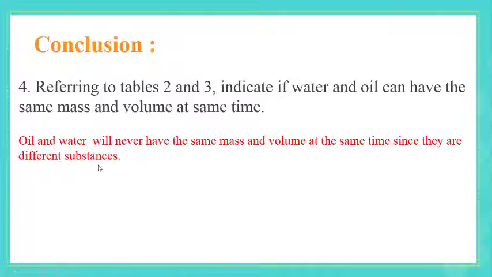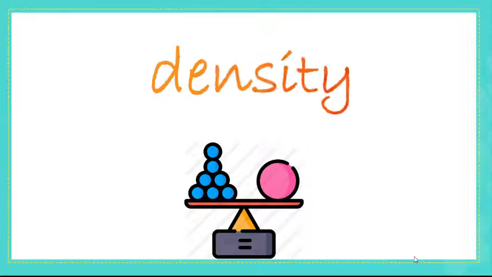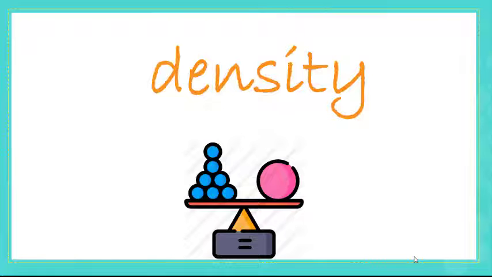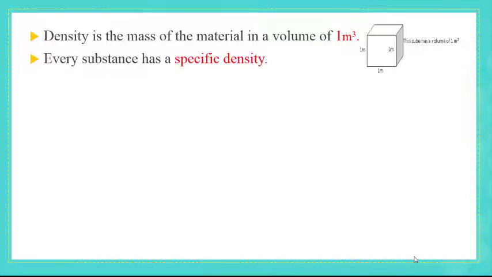different substances. Do you know that the difference in mass of the same volume of oil and water, or the difference in volume of the same mass of water and oil, is due to a property related to mass and volume? This property is the density. What is the density? Density is the mass of the material in a volume of 1 meter cube. Every substance has a specific density.